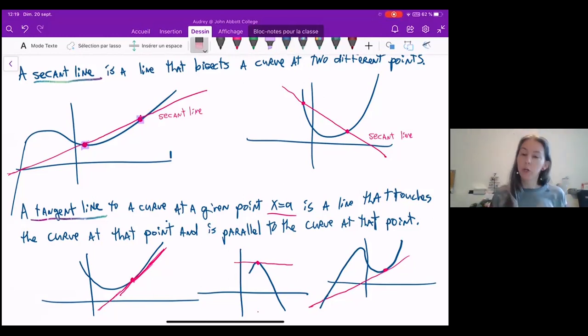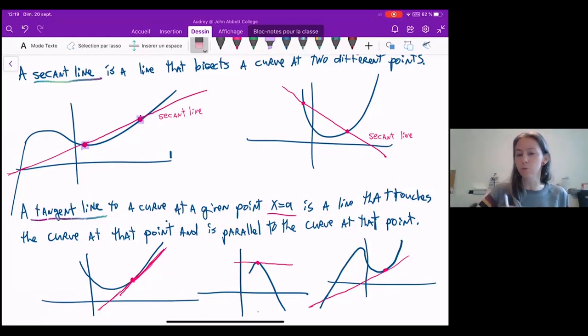Okay, so we know what a secant line is, and we know what a tangent line is. And that tangent line, we kind of defined it as it touches the curve at that point and is parallel to the curve at that point. So we're actually going to use a tangent line right now to describe, or even to define, the slope of a curve. What is the slope of a curve?